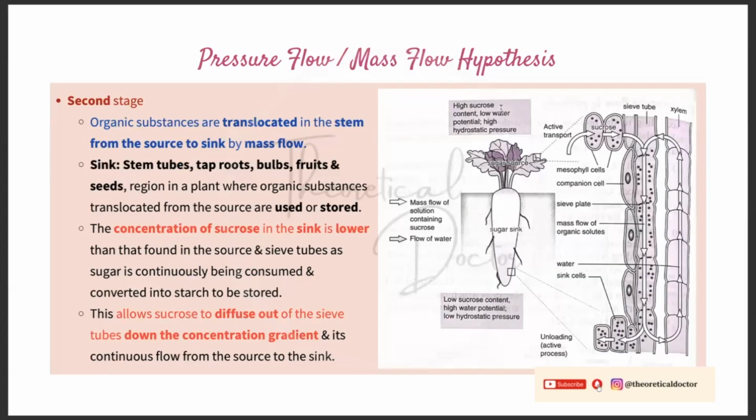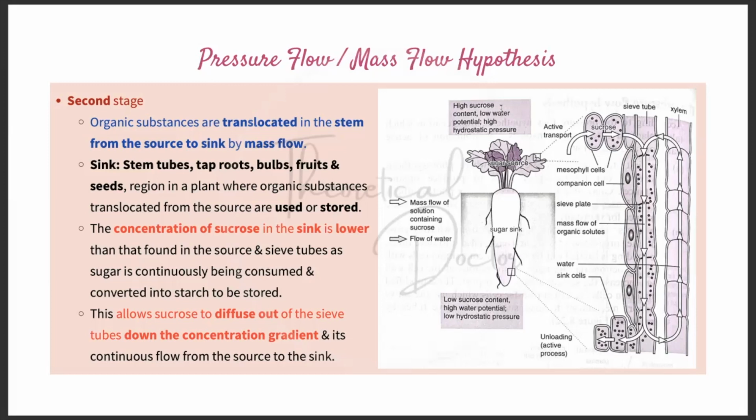Now the second stage: organic substances are translocated in the stem from the source to the sink by mass flow. So sinks are like stem tubers, taproots, bulbs, fruits, and seeds. It is a region in a plant where organic substances are translocated from the source and they are used or stored. So the concentration of sucrose in the sink is lower than in the source or the sieve tubes because sugar is continuously being consumed and converted into starch to be stored.